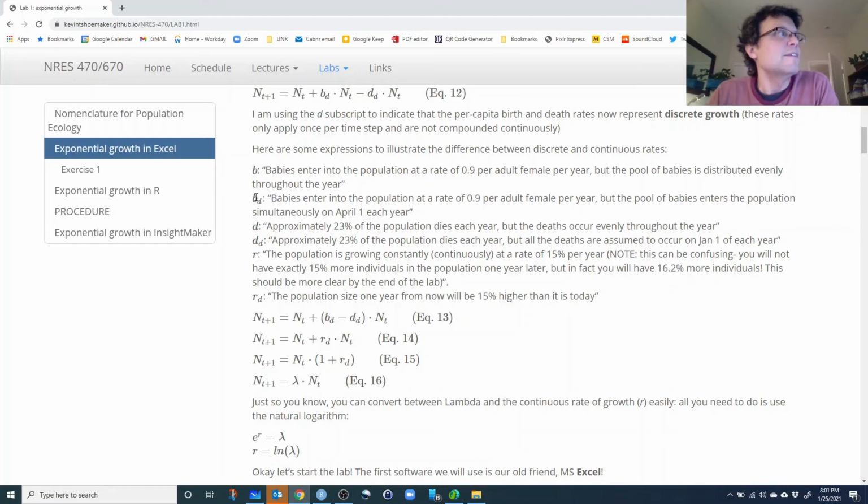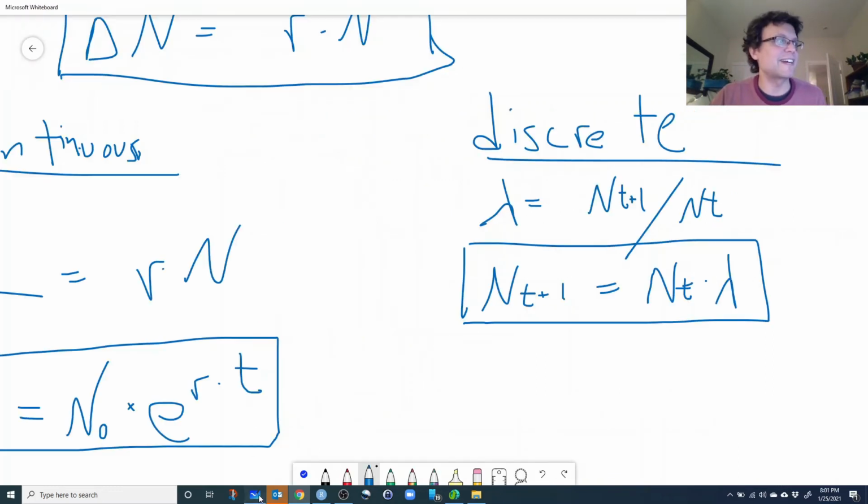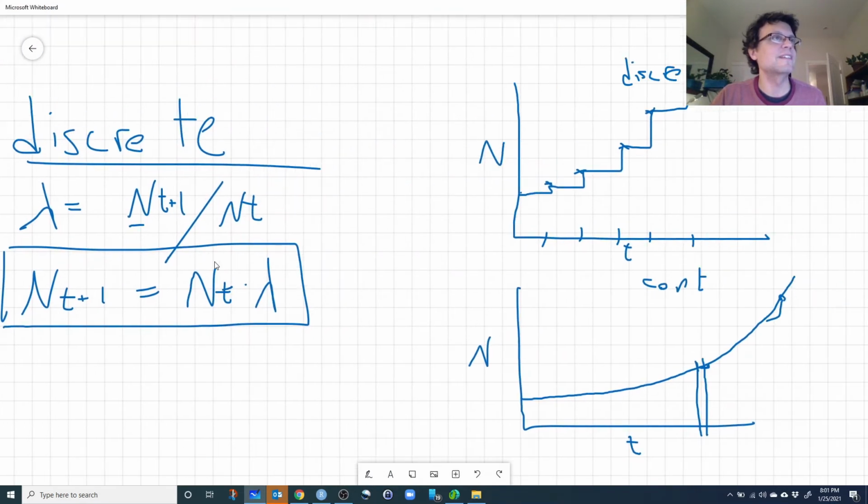Now let's think about the discrete birth rate. We can think about little b sub d, and this is the way Gotelli does it as well. Little b sub d is the discrete per capita birth rate. We'll say babies enter into the population at a rate of 0.9 per adult female per year, just the same way as we represented up here. But this time, the pool of babies enters the population simultaneously on, say, April 1st every year. So that gets us this kind of jumpy growth rate that we just saw here.